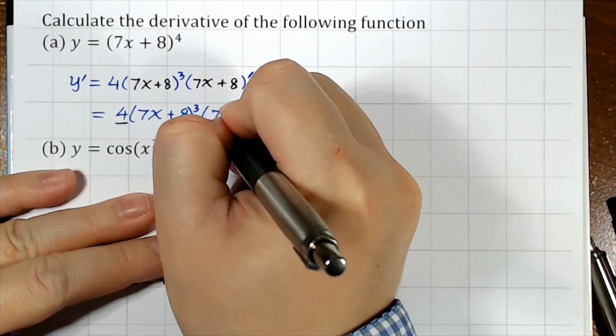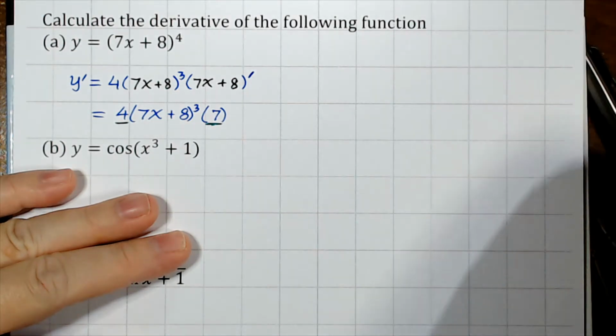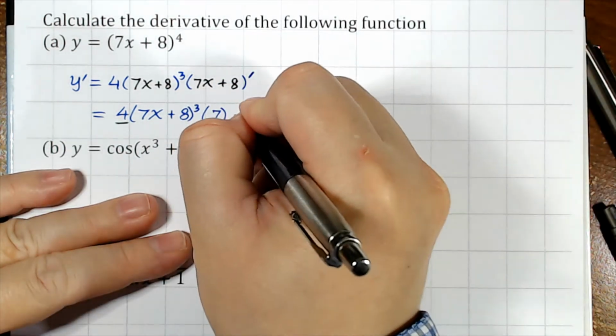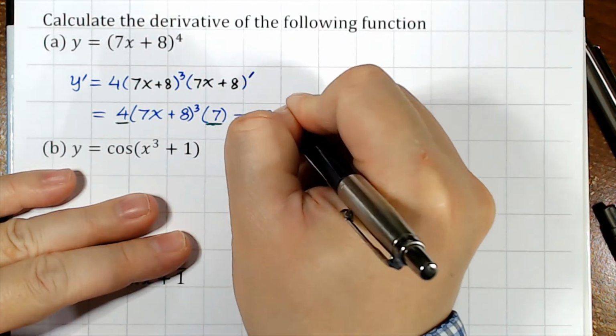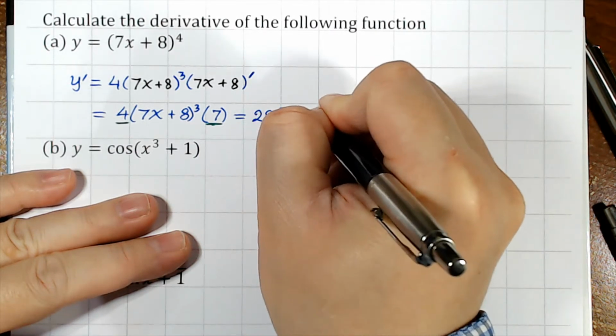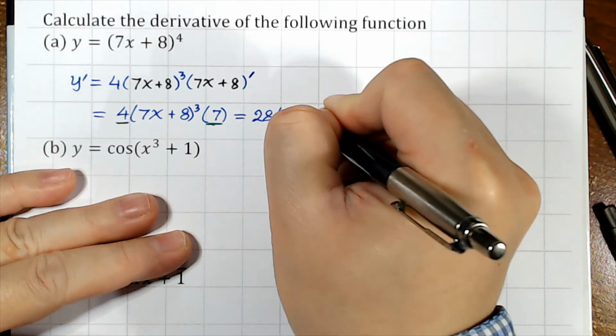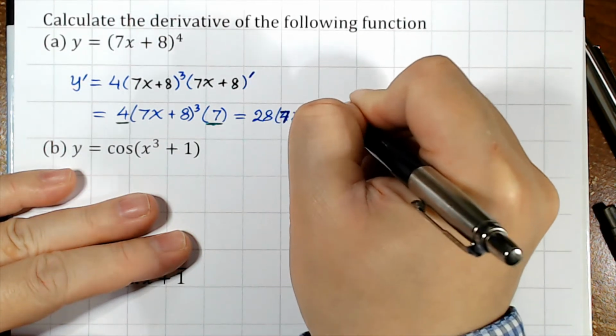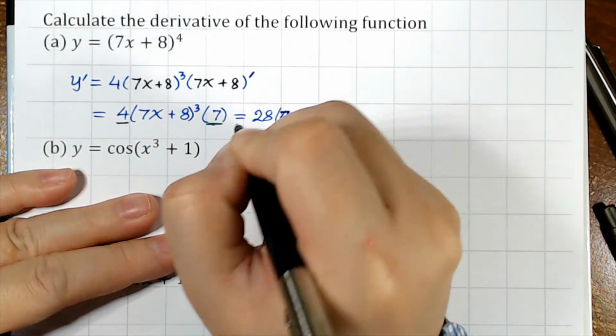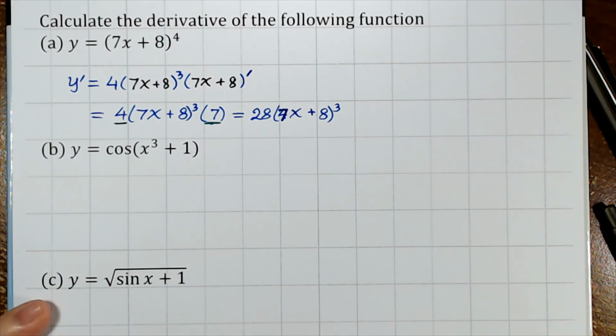So 4 times (7x plus 8) cubed times 7. We can multiply the 4 and the 7, so that gives us 28 times (7x plus 8) to the third power. So that is 28(7x plus 8) cubed. Right, so that's the first one.